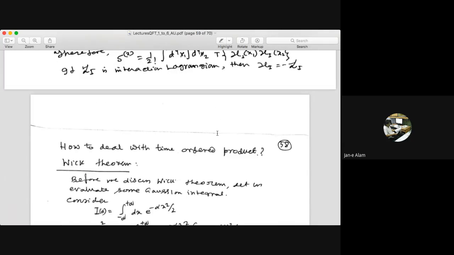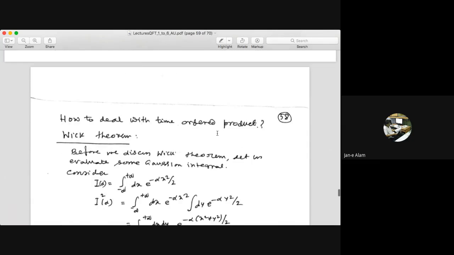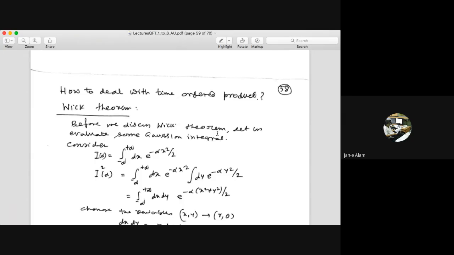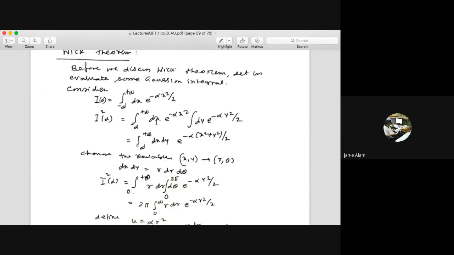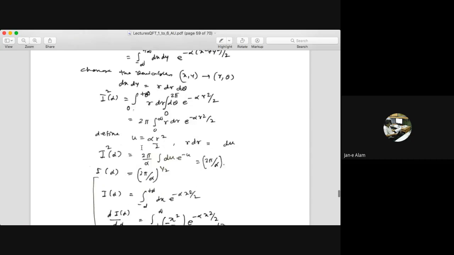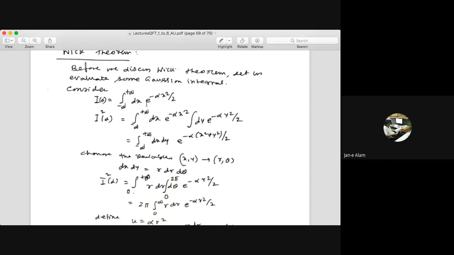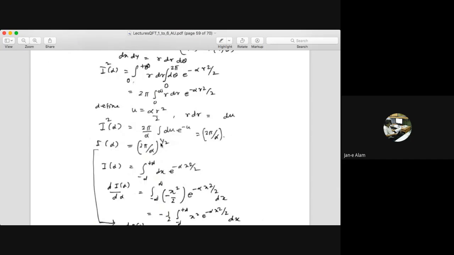To discuss that, we need the help of Wick's theorem. While introducing Wick's theorem, it may be quite new to some of you, especially to the students. What I did here is that I have calculated some Gaussian integrations. In this Gaussian integration, I evaluated it in detail: the integral of e to the minus alpha x square by 2 dx, which I call I alpha, and I evaluated it and got this result.